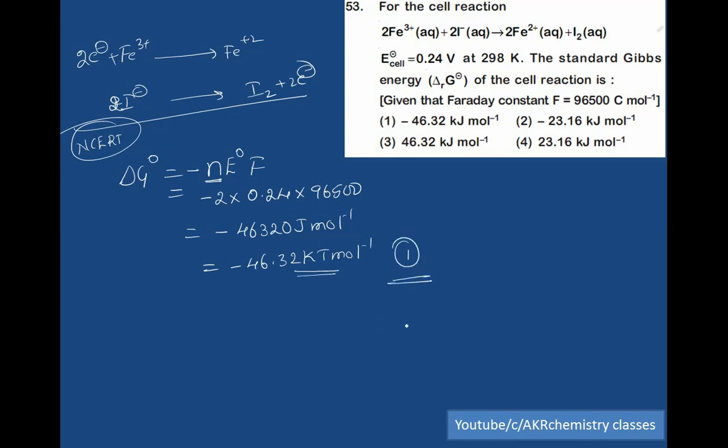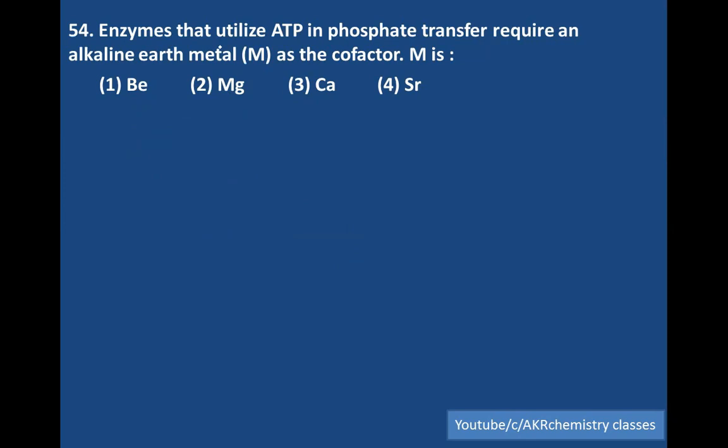Enzymes that utilize ATP in phosphate transfer require an alkaline earth metal as cofactor. Beryllium, magnesium, calcium, strontium, all these elements belong to the second group, that is, alkaline earth metals. Out of these, magnesium is the only metal which acts as a cofactor for enzymes that utilize ATP in phosphate transfer. So the second option, magnesium, is the right answer.